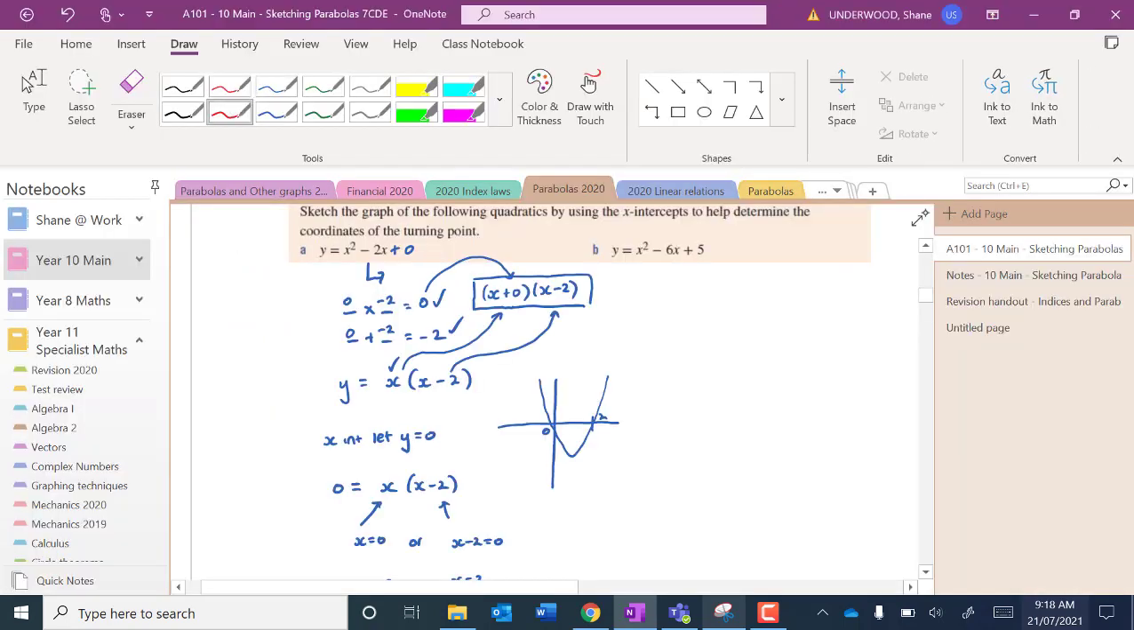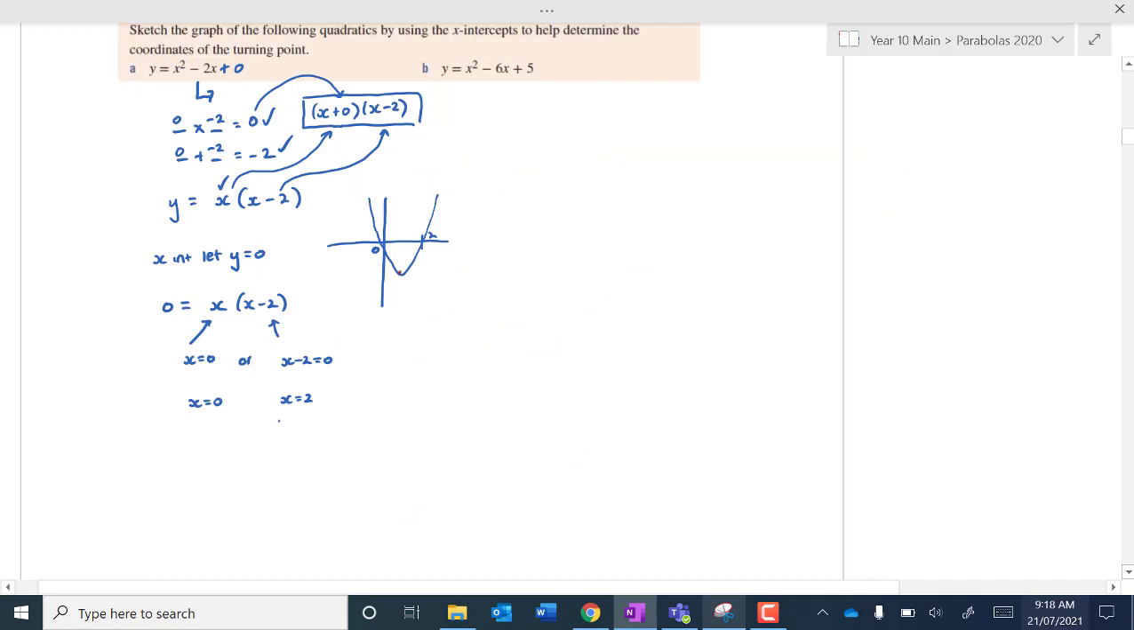Hopefully you can see that now we're going to need a point to find the turning point. The turning point is going to be halfway between those two. This is what we call the axis of symmetry. I'm just going to write AOS for short. And of course, hopefully you can see that halfway between 0 and 2 is 1. X equals 1 is where it turns.